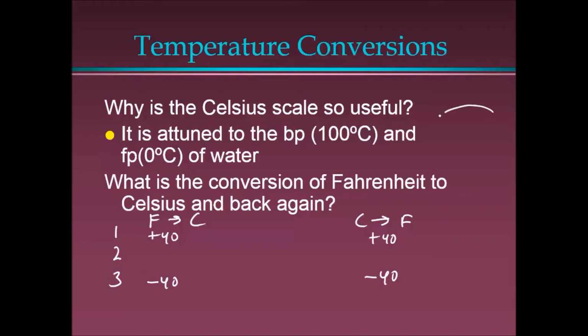Any track people here? Mark, you're a runner? Okay, so we're going to have Mark be Celsius. We're going to have Celsius start at the starting line. F is his opponent. We're going to start F 32 meters ahead. You could almost say 32 degrees ahead. So F gets a head start of 32 degrees on Mark.